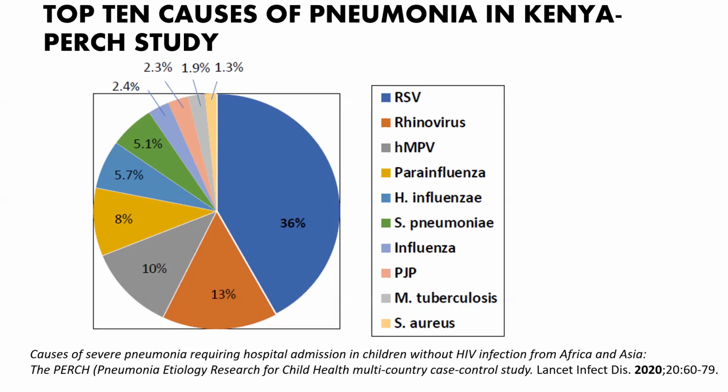And so what this showed in Kenya, and the study site was in Kilifi, is that the top 10 causes, the leading ones, were viral, as was also emphasized. So the top cause was RSV, 36%. You can just follow that pie chart in a clockwise manner. Followed by rhinovirus, then HMPV, parainfluenza, Haemophilus influenzae, that's now a bacterial cause, Strep pneumo, also bacterial, then influenza, the virus, then Pneumocystis jirovecii pneumonia, then Mycobacterium tuberculosis, you can see it at 1.9%, and you can see RSV was at 36%, and then Staphylococcus aureus at 1.3%. So those were the top 10 causes of pneumonia in Kenya.